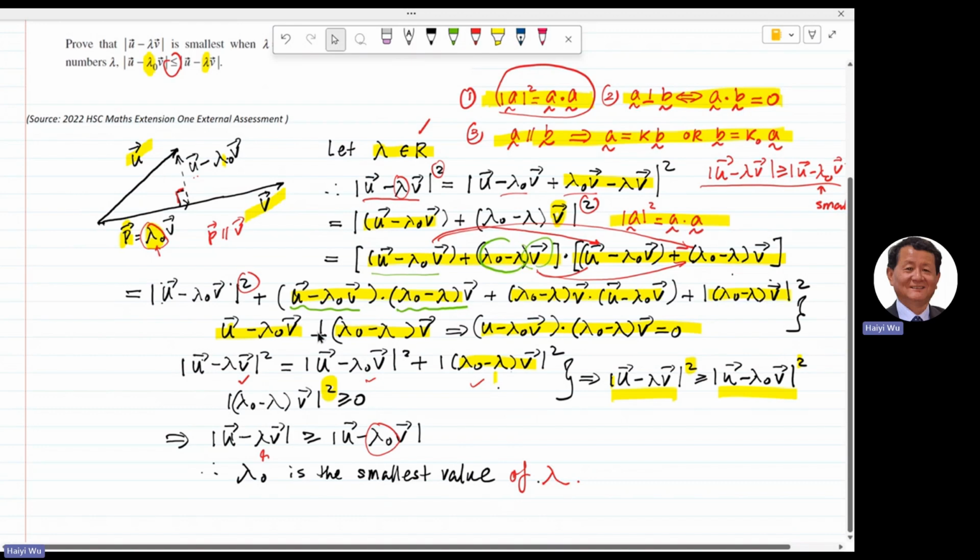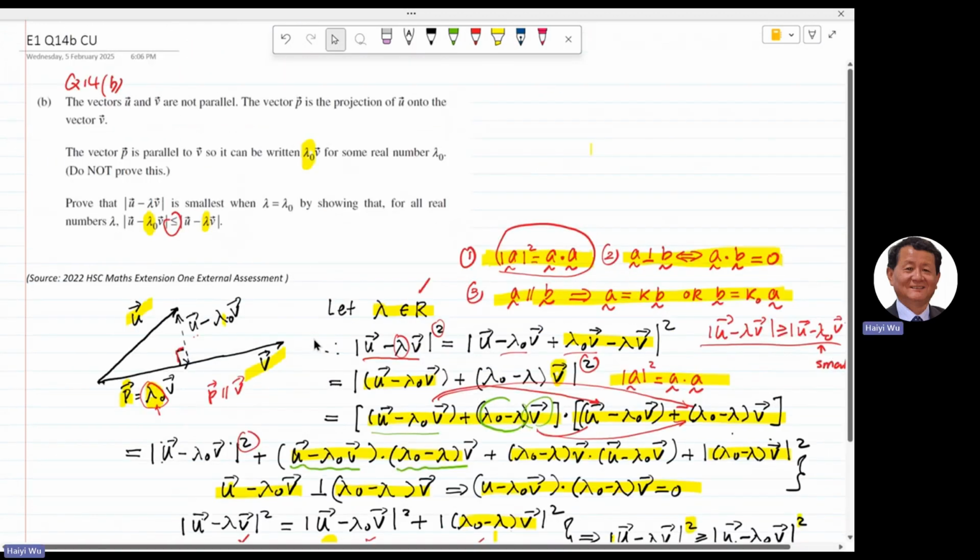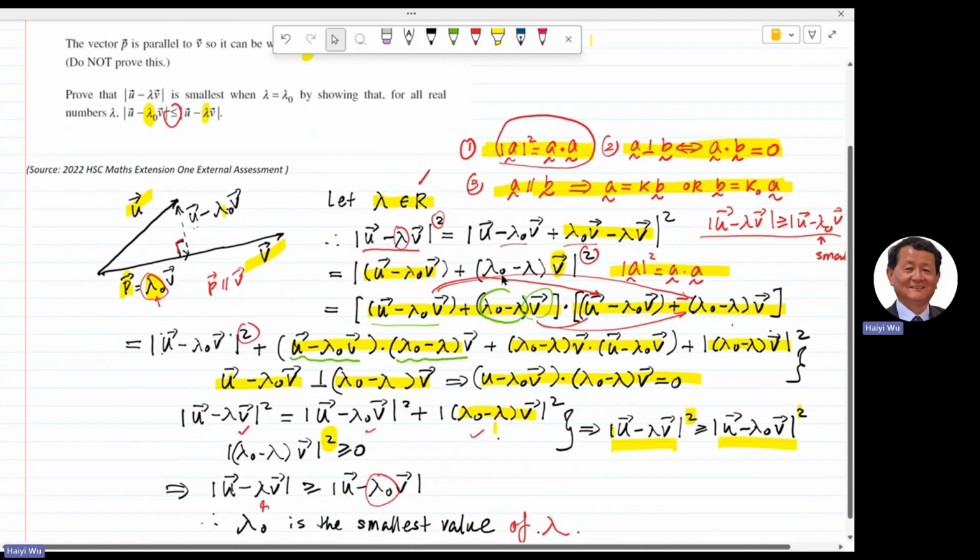Perpendicular, parallel, and also the magnitude squared dot product.